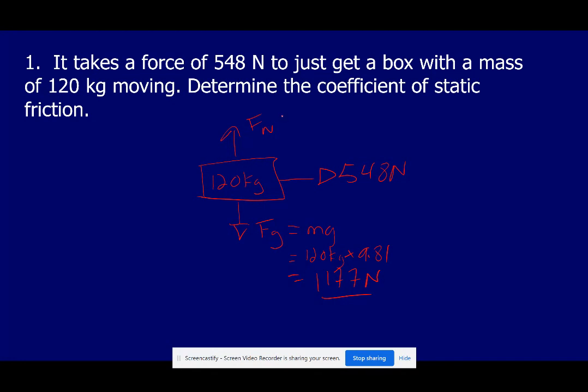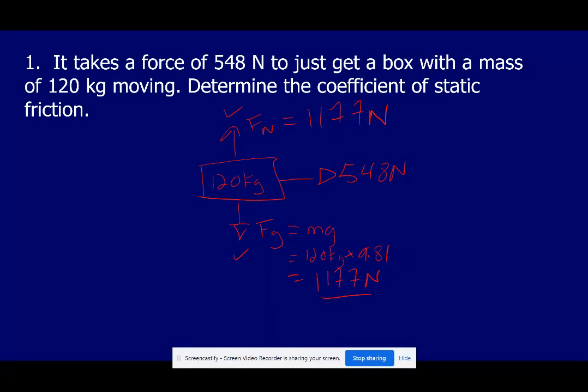So what would you think that the normal force is equal to? How are we going to calculate the normal force? Well, that's easy, because gravity and the normal force have to balance each other out here. I don't think that the box is going to crash through the floor or start flying, so these have to equal each other. So if gravity is 1177, then the normal force is also 1177.